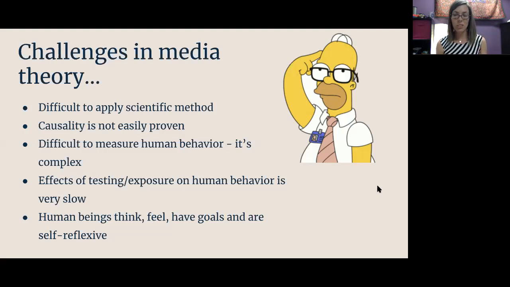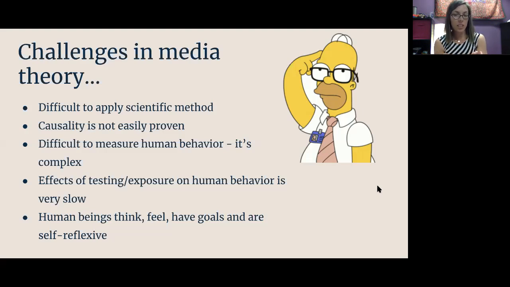It's also really difficult to measure human behavior because we're complex. We have a lot of emotions. We could be making a buying decision based on how we're feeling that day. We could be posting something or writing about something because we had a really great day or because we had not such a great day. And those things change. They're not consistent. So it's also a level of complexity that is added to media studies in particular.